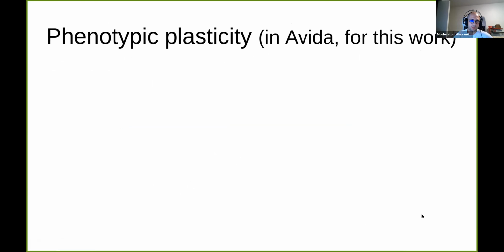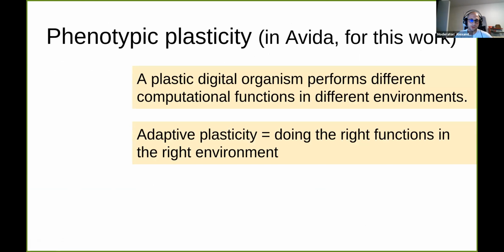Phenotypic plasticity in Avida, at least for this work, is just that a plastic digital organism is one that performs different computational functions in different environments. So in this case, environment A and environment B. And adaptive plasticity is just doing the right functions in the right environment.